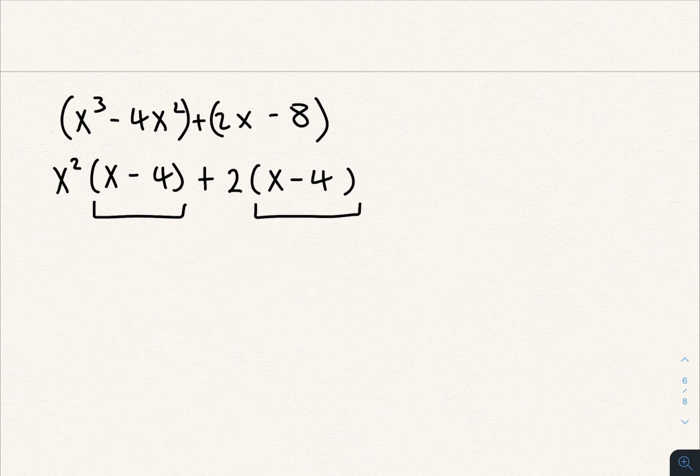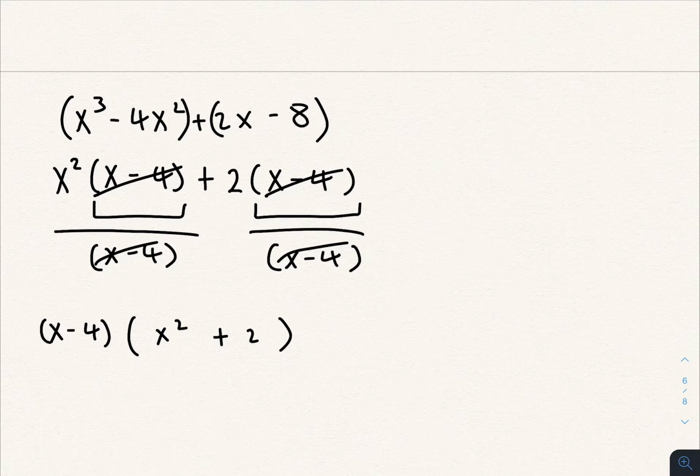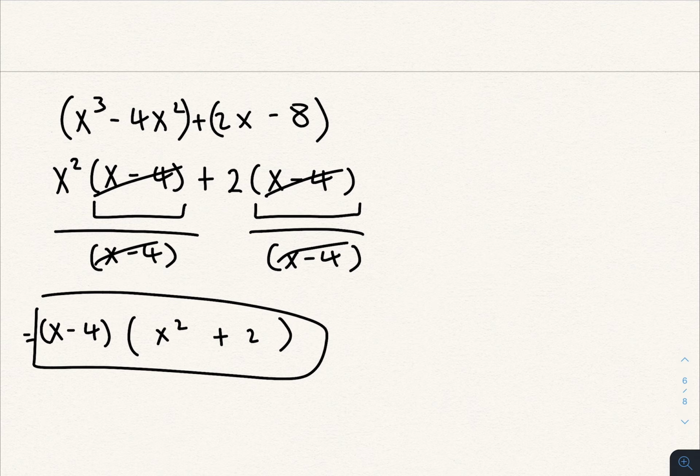So if we factor out an x minus 4 from each of these terms, which means just dividing each of these by x minus 4 and taking it out of the brackets, we're left with x squared, since these cancel, plus 2, since these cancel, like that. And that would be our answer. Okay?